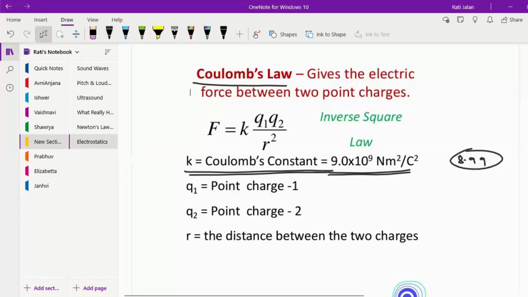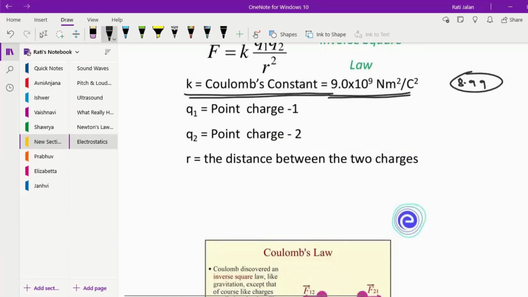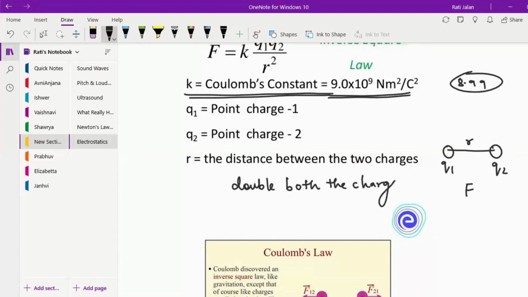Now let me ask you a question. Suppose there were these two charges Q1 and Q2, and they were at a distance of, let's say, r apart, and the Coulomb force was, let's say, F. What if I double the two charges? If I double both the charges, what will happen to the force? It'll be 4q1 q2 by r square. Correct. So can I say that it will become 4 times what it was before I doubled the charges? Yeah.